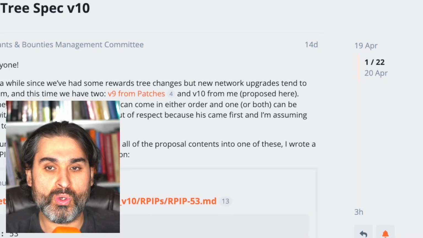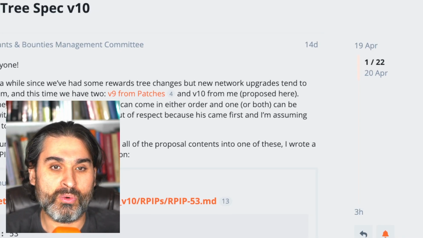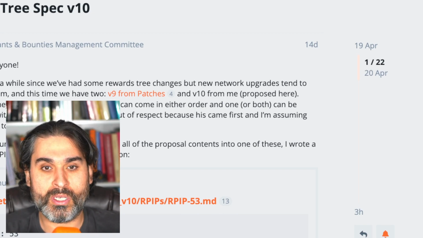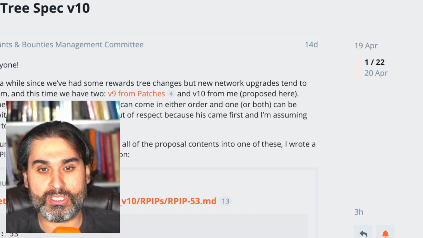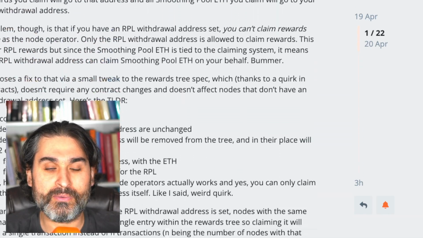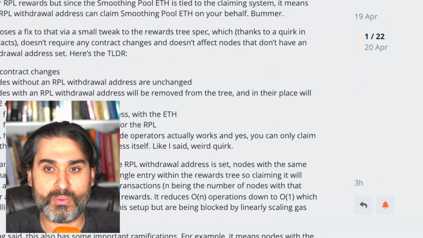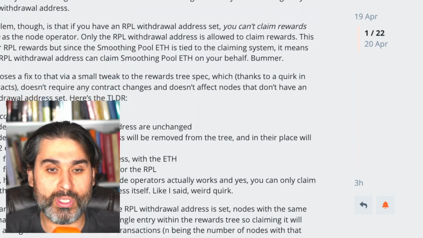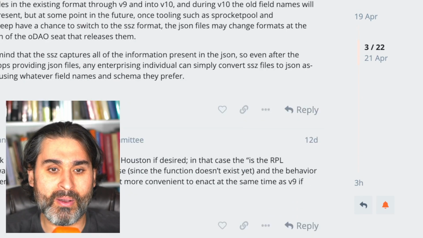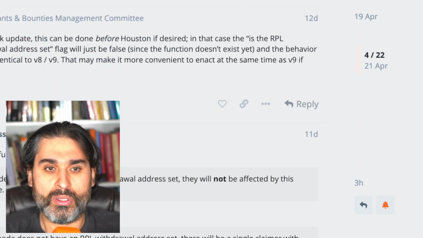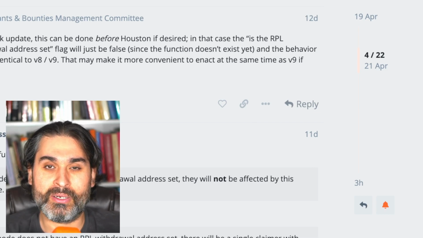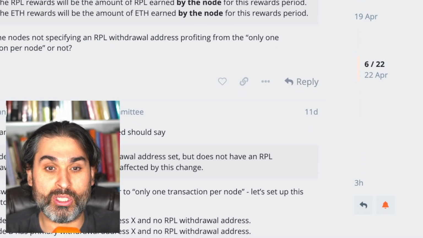For those of you who don't know, RPIP 53 is the reward spec version 10, and this will change how rewards work post-Houston, and there's some changes from version 9. So what we get here, we talked about this on Rocket Fuel last week, I think, or 2 weeks ago now. But what's happened since then is that there was a bunch of discussion that came up about the RPL withdrawal address, how that's set up, and there being potentially some issues with how all that's going to work.